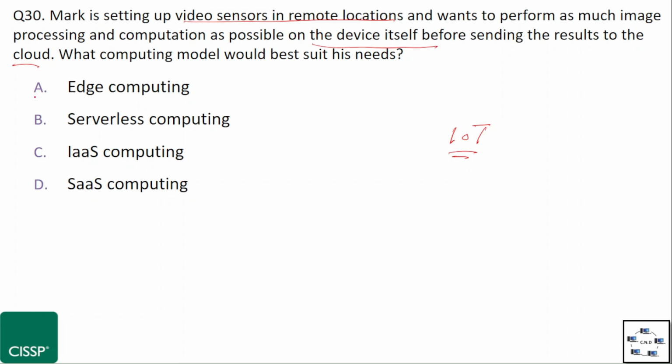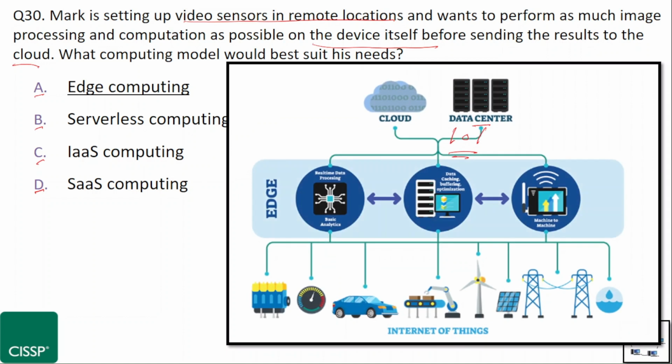The options are: option A, edge computing; option B, serverless computing; option C, infrastructure as a service computing; and option D, software as a service computing. And the correct option is that edge computing is used for this purpose. So this is how the edge computer looks like.